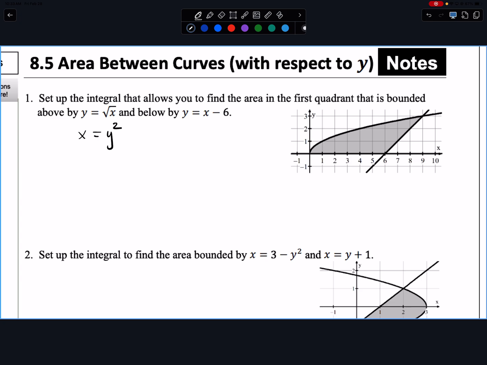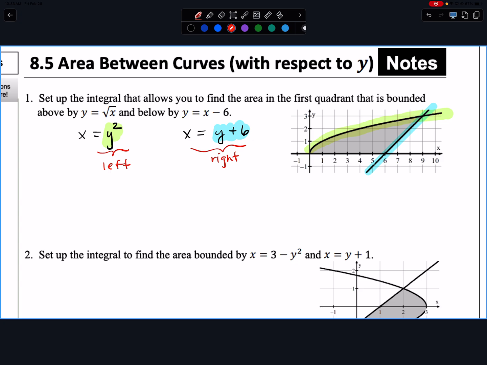And then if I want to get x by itself here, what do I do to both sides? Add 6. So this is x is equal to y plus 6. So on my graph, this is x is equal to y plus 6. This now is x is equal to y squared. So this is my right function. And this is my left function.